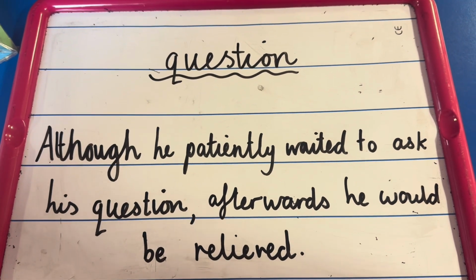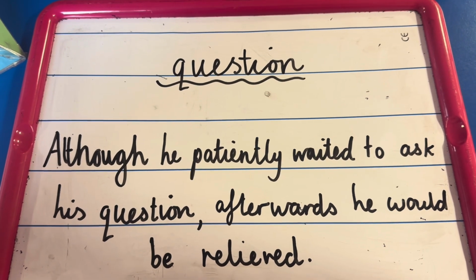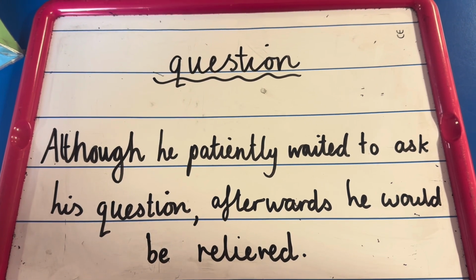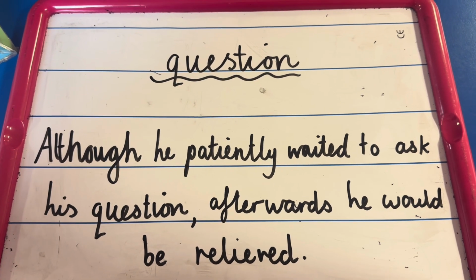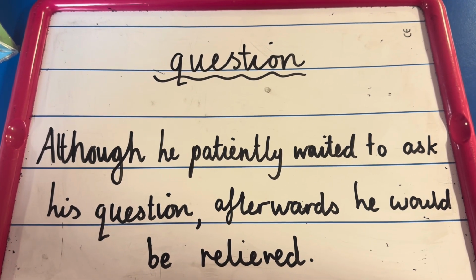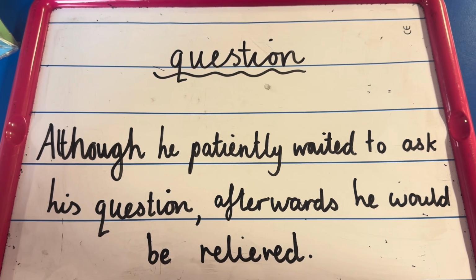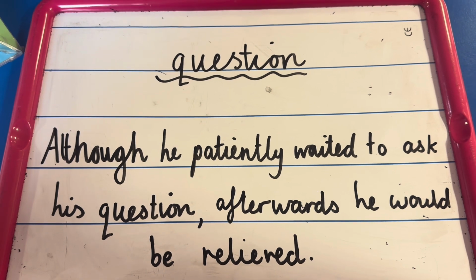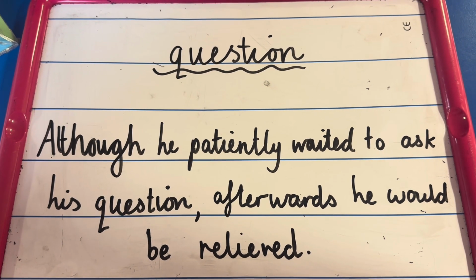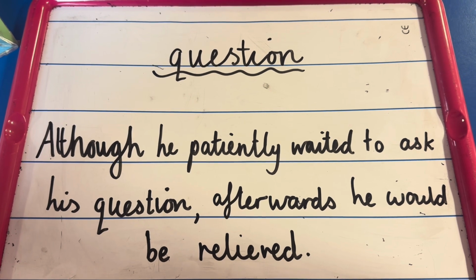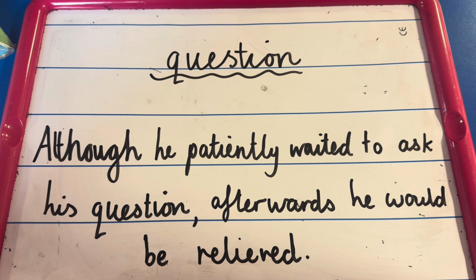In this example, our spelling word was question. You may want to start with going over the meaning of the words, which might involve looking up the meanings using a dictionary or online dictionary using an iPad or another device at home. In this example, we have written a VCOP sentence which says, although he patiently waited to ask his question, afterwards he would be relieved.